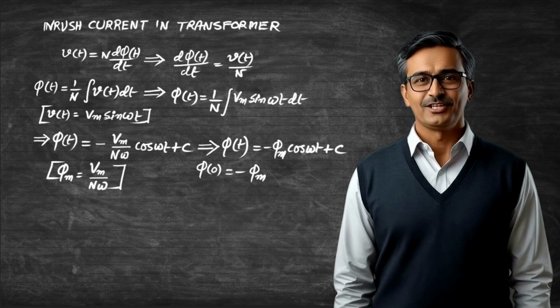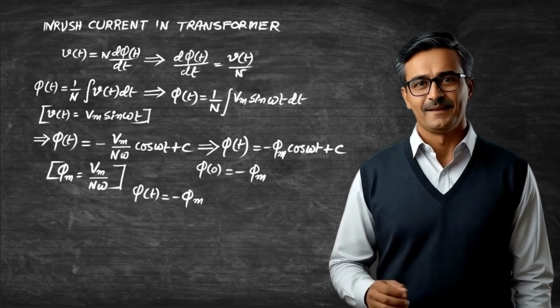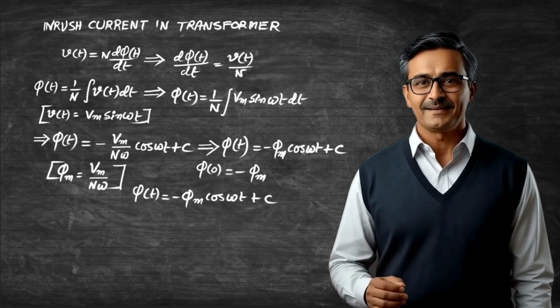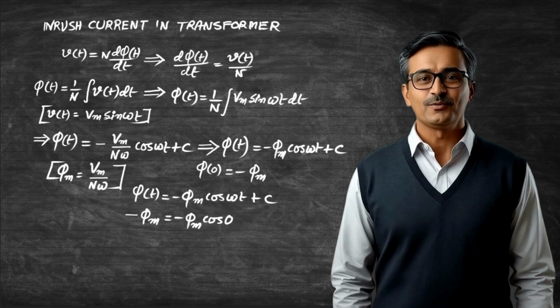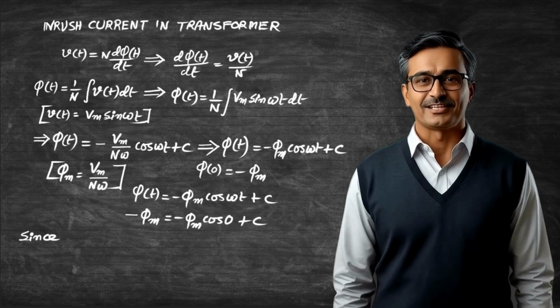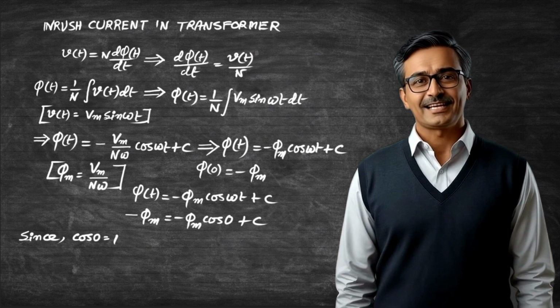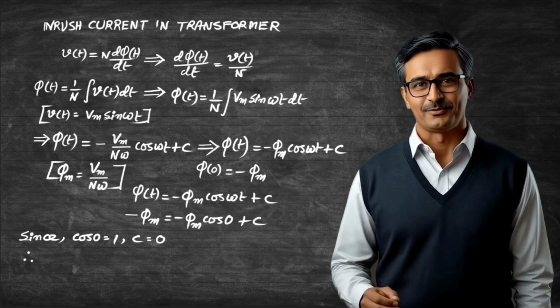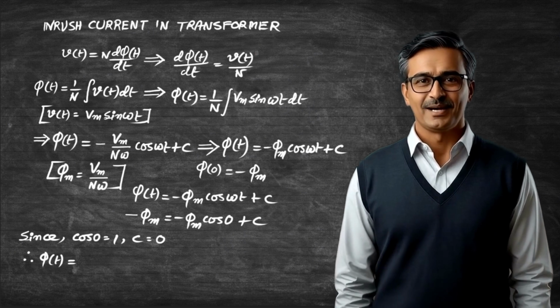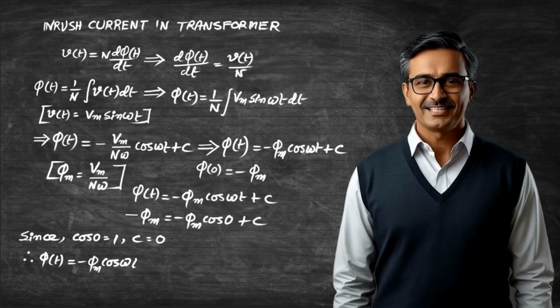Substituting this initial condition into the equation φ(t) = −φm cos ωt + c, we get −φm = −φm cos 0 + c. Since cos 0 equals 1, we obtain c = 0. Therefore, the steady-state flux equation becomes φ(t) = −φm cos ωt.